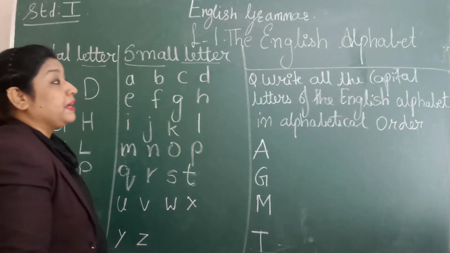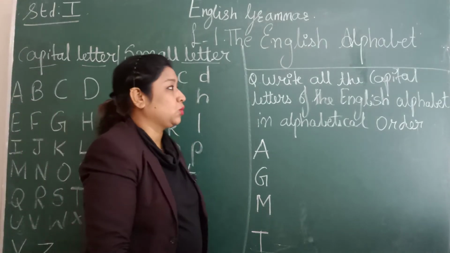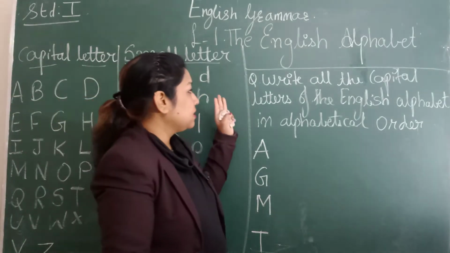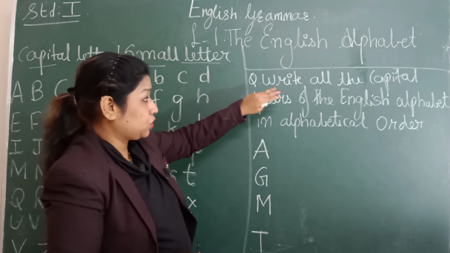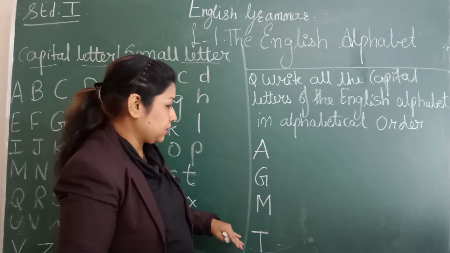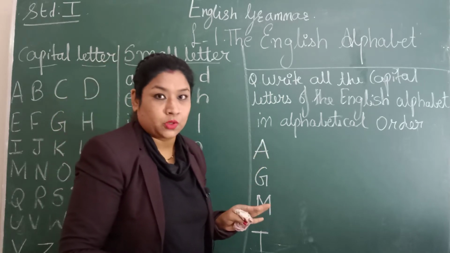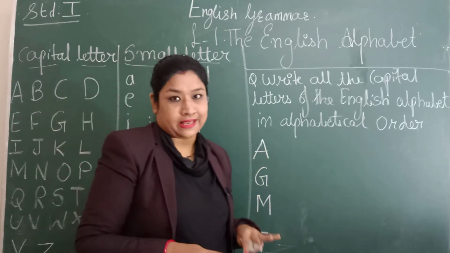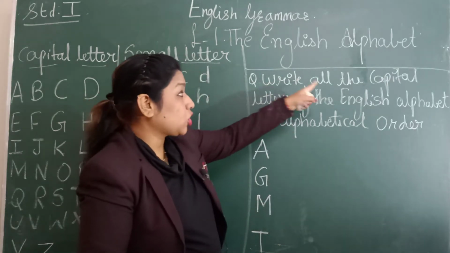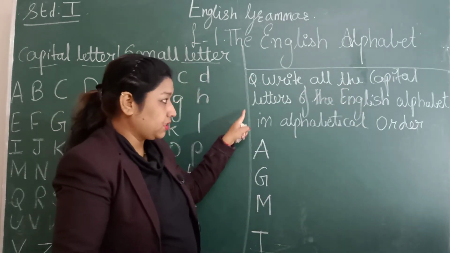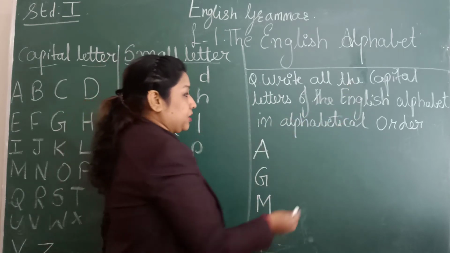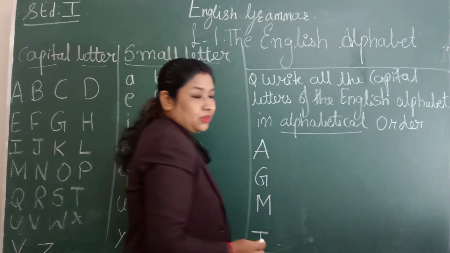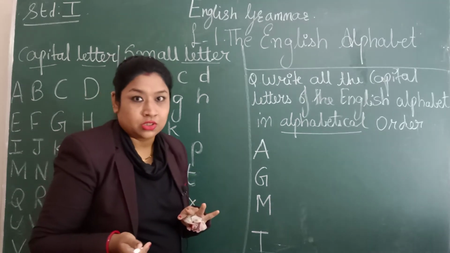Yes. And now we are going to do our exercise. So, what is the name of our exercise? You have to do this letter in alphabetical order. Okay. First, we will read the exercise name. Write all the capital letters of the English alphabet in alphabetical order. Okay, in alphabetical order you will put.